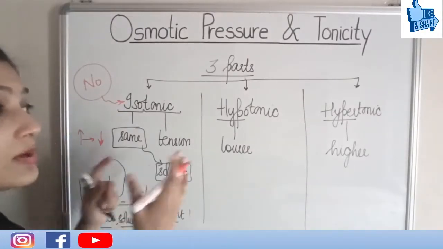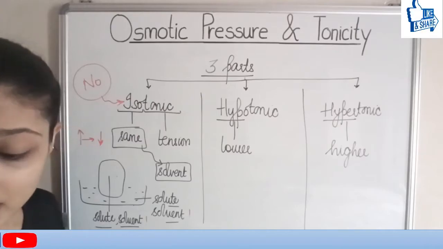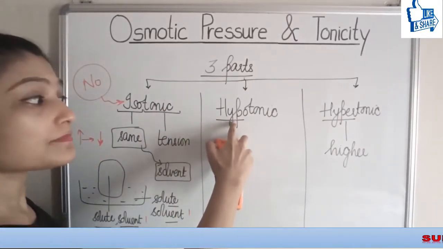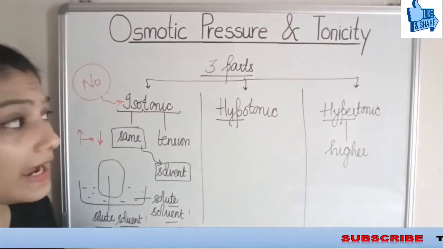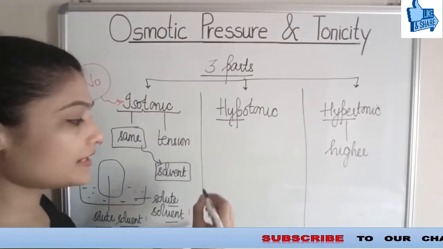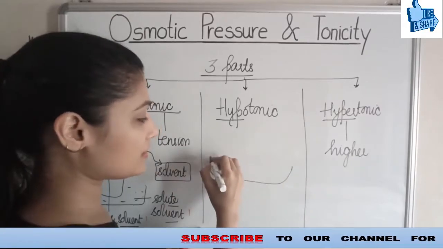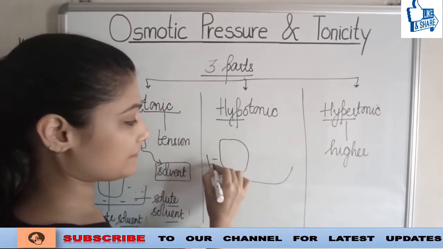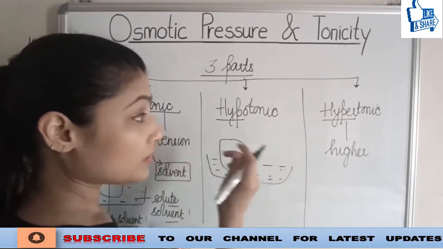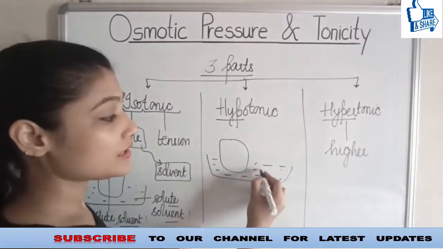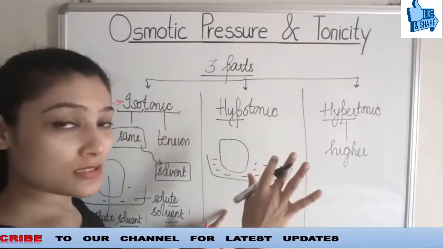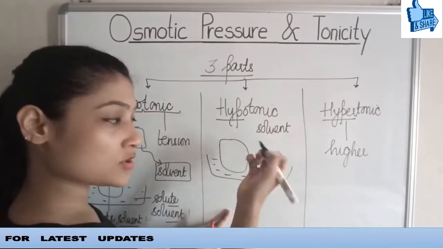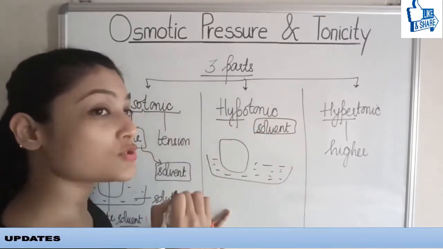Clear? Now let's move forward toward the next part, which is hypotonic. In hypotonic, I explained to you that hypo means lower. Again, I'm going to take a beaker here, and in that beaker, I'm going to add a cell. Now, to understand it better, I'm going to tell you a trick here. Hypo is lower. What lower? Again, when we are talking about osmosis, we will be talking about solvent.